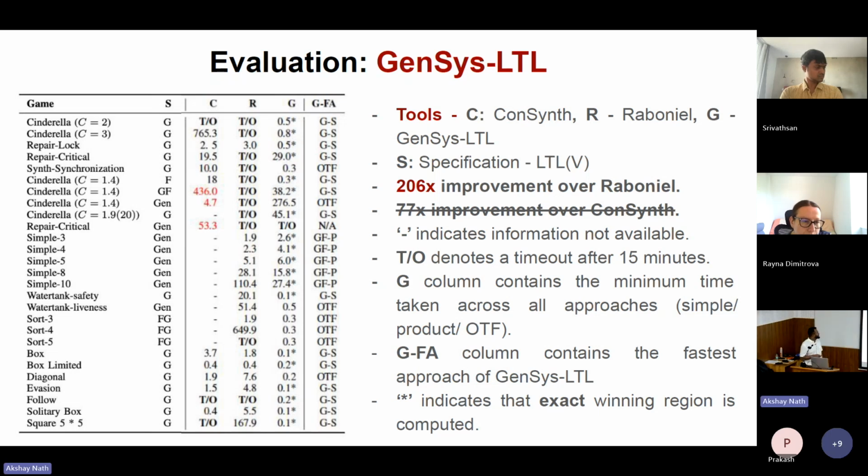Now we have the specification. S stands for the specification, which could be G, GF. A non-simple game is what we denote by general, for example. This dash indicates that information is not available. Timeout is set to 15 minutes. This column is the maximum time taken across all the approaches: simple, product, on the fly. And the G of FA column tells us which was the fastest approach that gave us that result.